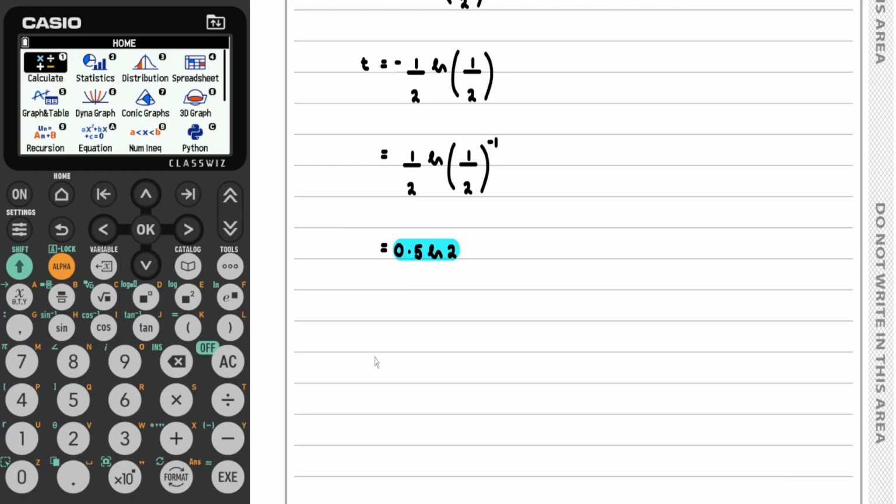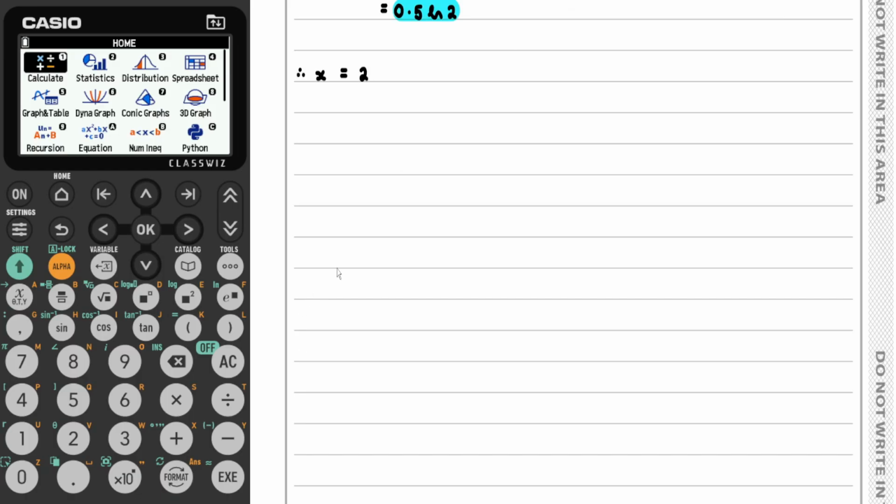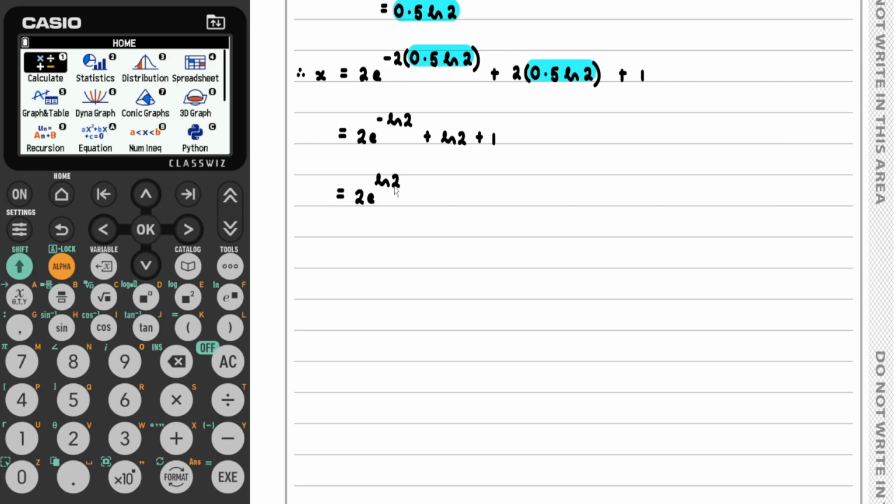Now that we know what the value of t is, we can substitute this back into x. So we need to substitute it back into here. So we've got x equals 2e to the negative 2 times 0.5 times natural log of 2 plus 2 times 0.5 times natural log 2 plus 1. So I've got 2e to the negative natural log 2 plus natural log 2 plus 1. We can now power slide this negative, so I've got 2e to the natural log 2 to the negative 1 plus natural log 2 plus 1.